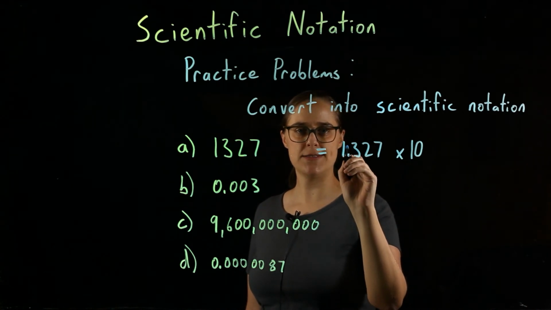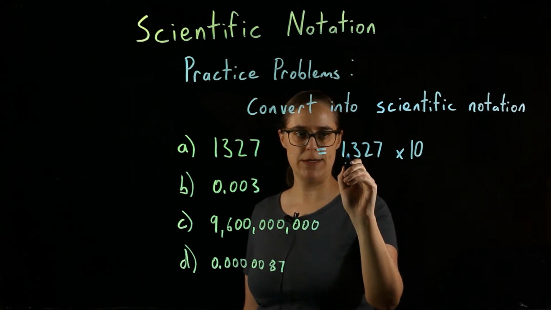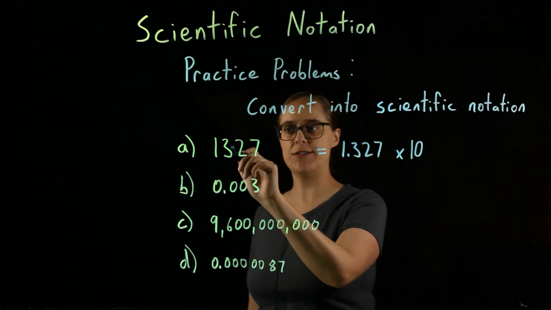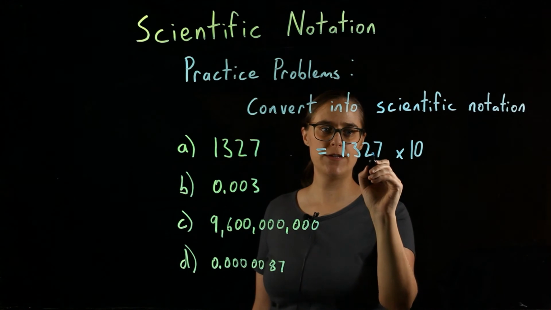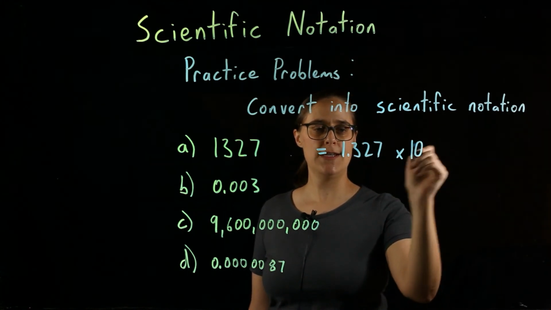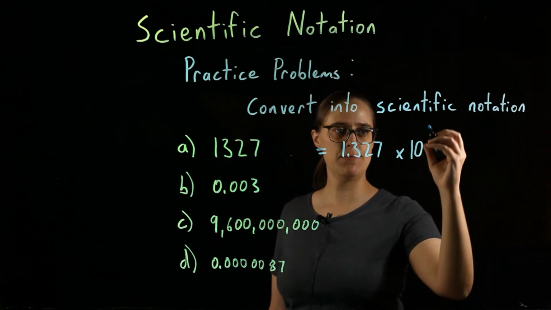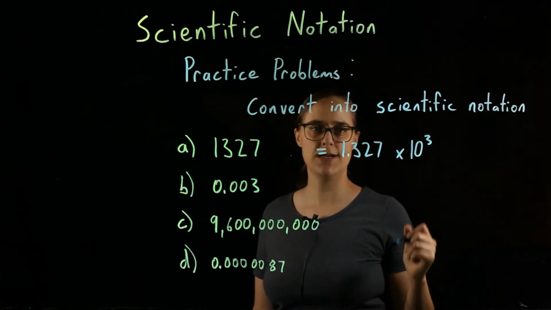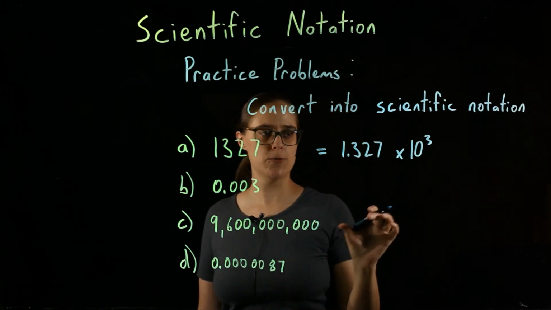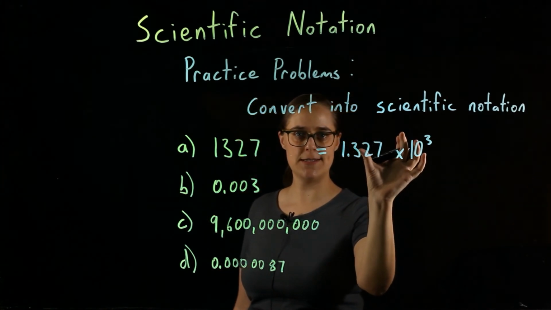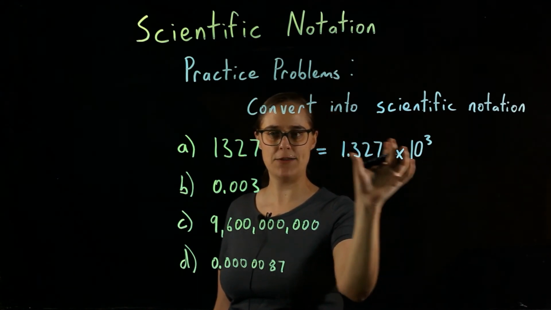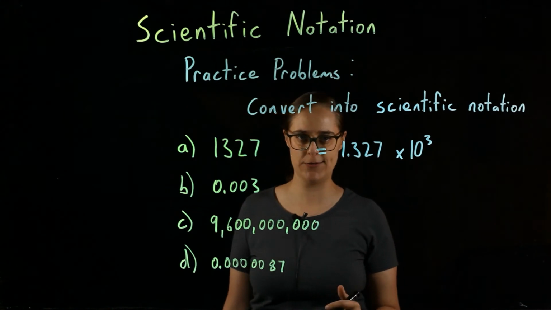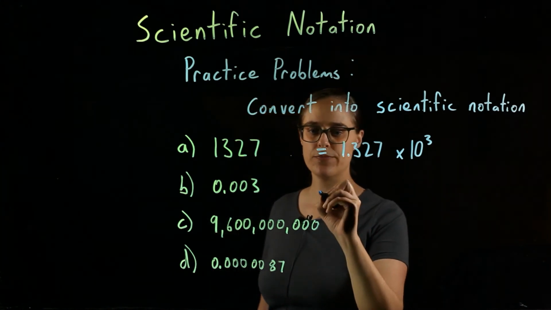How many places do I need to move this decimal point by in the coefficient to get 1,327? I need to move it 3 places. And it's moving to the right, so that is a positive 3. So 10 to the positive 3 power. To double check your work, you can take this scientific notation answer and treat it as a math problem. You should get your 1,327 back.